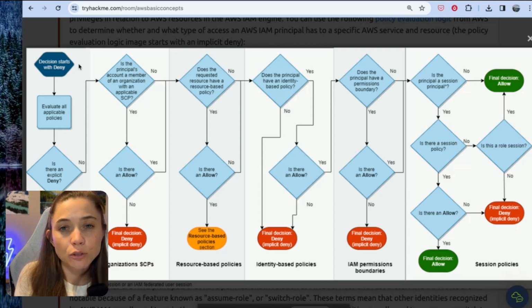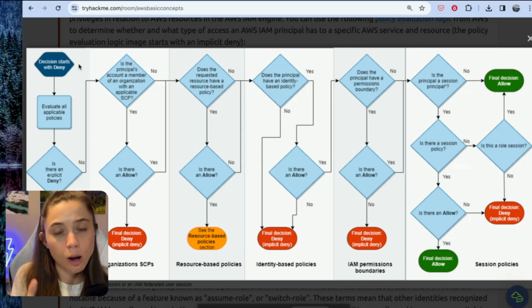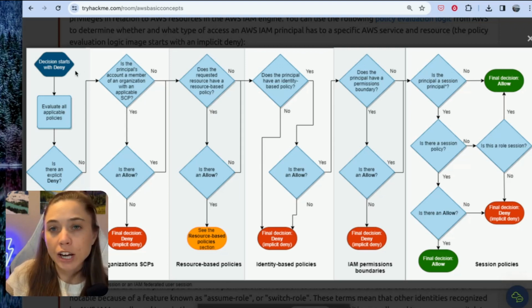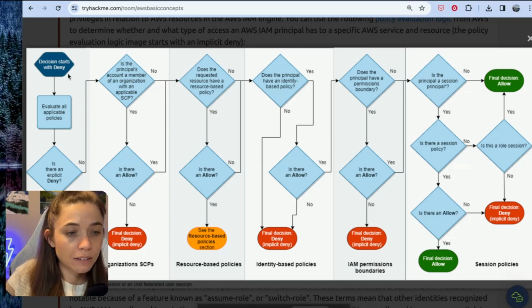When you use S3, you have different buckets that have different objects in them. Let's pretend we have an S3 bucket and it has one object in it, and we have a user who is trying to download that object from the S3 bucket. So let's pretend that that is the request. It's a get object request to S3. Whenever that request happens for something to happen in AWS, we go through this policy evaluation logic.